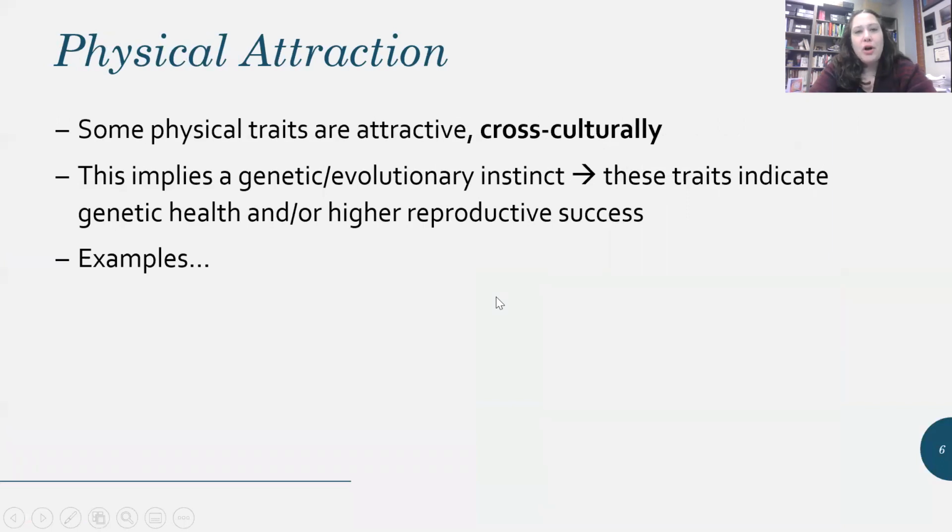Okay. We also know that, of course, physical attraction matters. There are some studies that look at whether there are universal traits that are considered physically attractive. No matter what culture or part of the world you are from, there are some things that pretty much every human finds physically attractive. So, cross-cultural universals. The argument is that if we can find some of these universally attractive features, then maybe it's evidence of an evolutionary instinct in the human race to be attracted to these particular traits because it's good for our genetic survival.